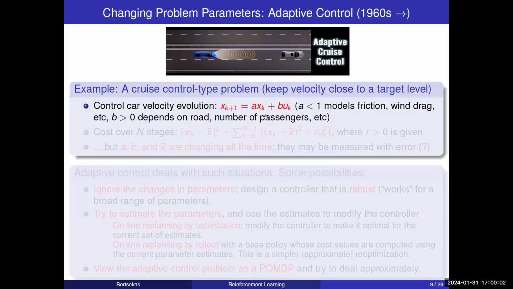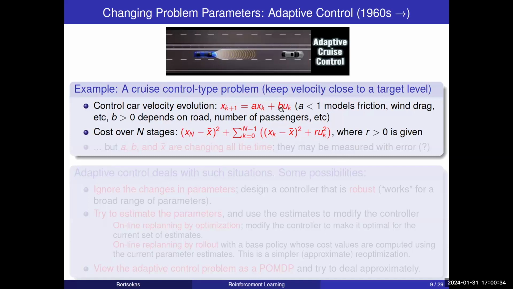So this is our system, and we want to control the velocity. And let's consider a quadratic cost function. We want to keep the velocity over time, over n periods, close to some target, x bar, okay? So we penalize the distance from x bar, and we also want to do it with not too much acceleration, okay? So we put a quadratic penalty of control, and r, the coefficient, is given.